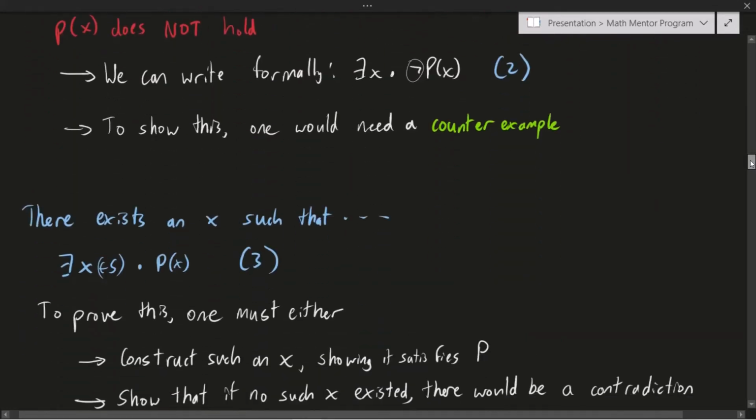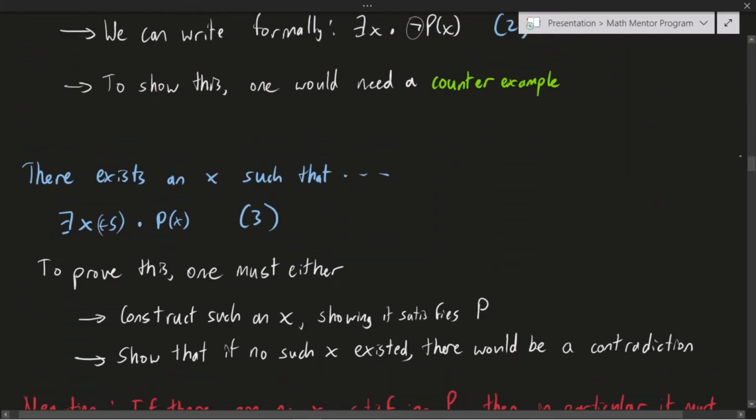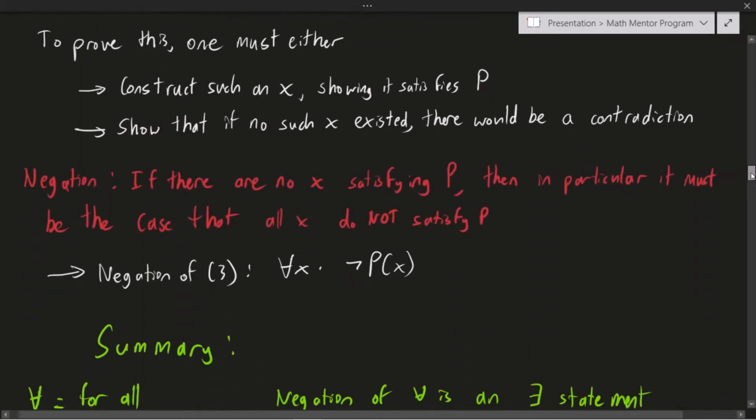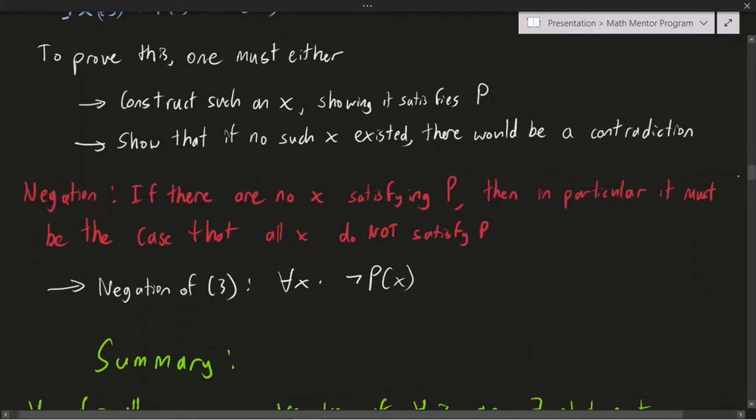Similarly, we can talk about existence and existential quantifiers. To prove an existential statement, we have to either show that we can construct an x that satisfies the property P, and that can be very easy or very difficult, as we are going to see later. Another way of going about this is to show that if no such x existed, there would be some sort of contradiction. And so, of course, we again have to think about the negation of an existential quantifier.